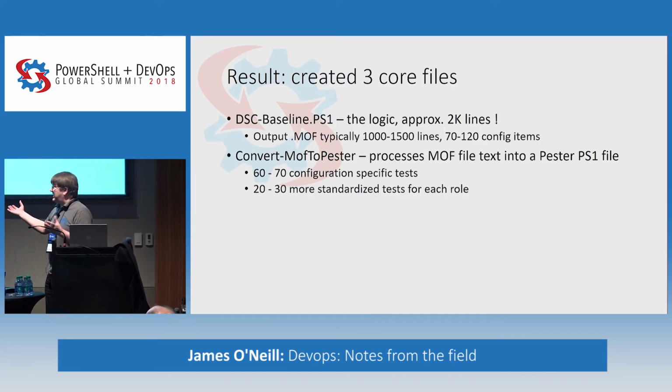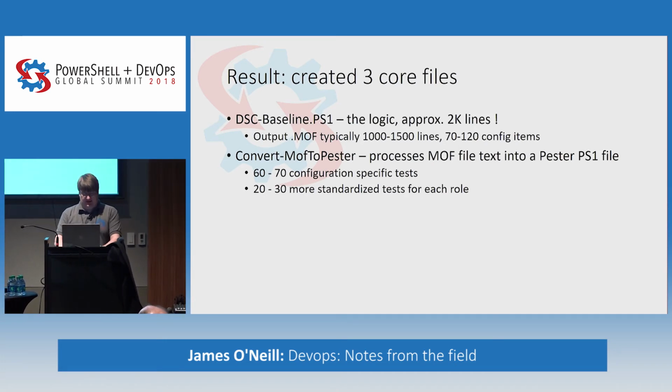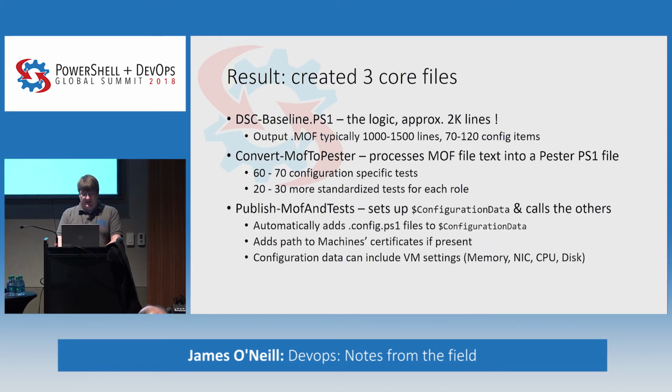It reads a MOF file and it spits out a Pester test at the end of it. I'll show you one of those in a second. And then the last one is called publish MOF and tests, and again, does pretty much what it says on the tin. That sets up the configuration data, adds any files that I've exported from Excel, links up the machine certificates if they're there, and if we're building on things like Hyper-V, we might have configuration data for Hyper-V in the machine settings.